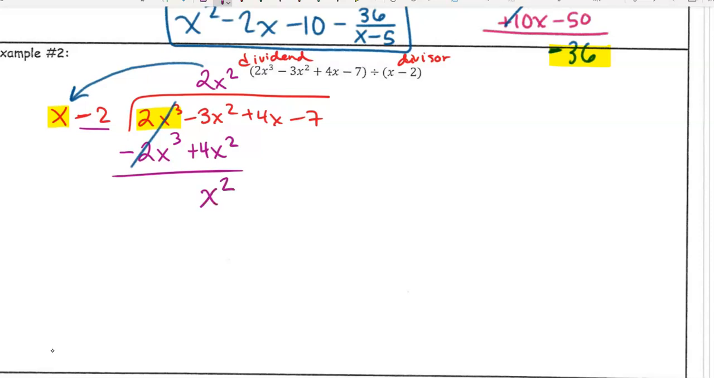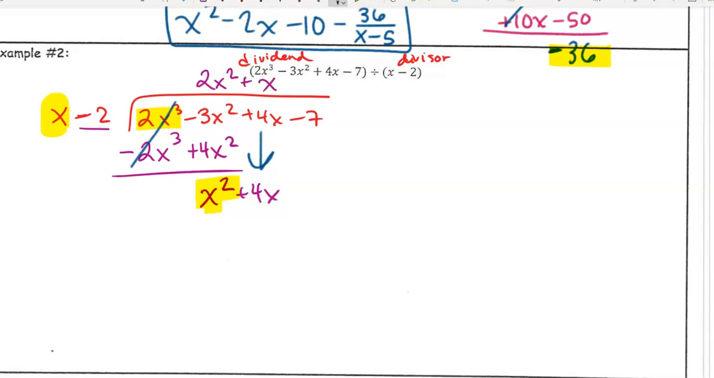All right, so we have x squared. Now, we're going to bring down the next term, 4x, and then we go right into dividing again. Divide the first term divided by x. So x squared divided by x leaves us with 1x.